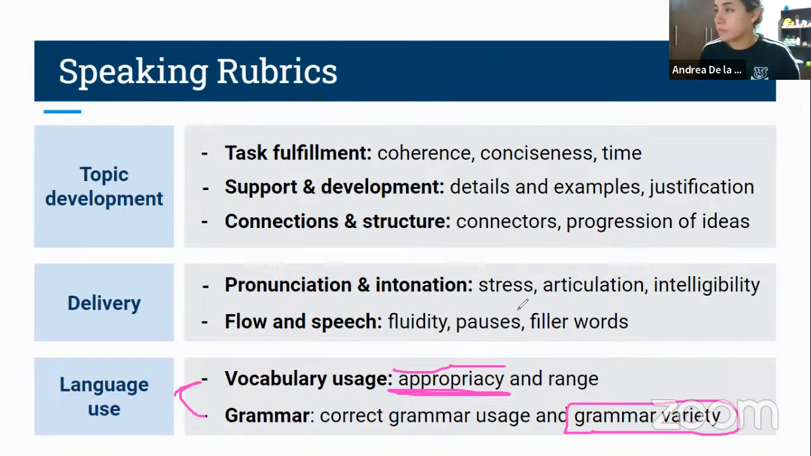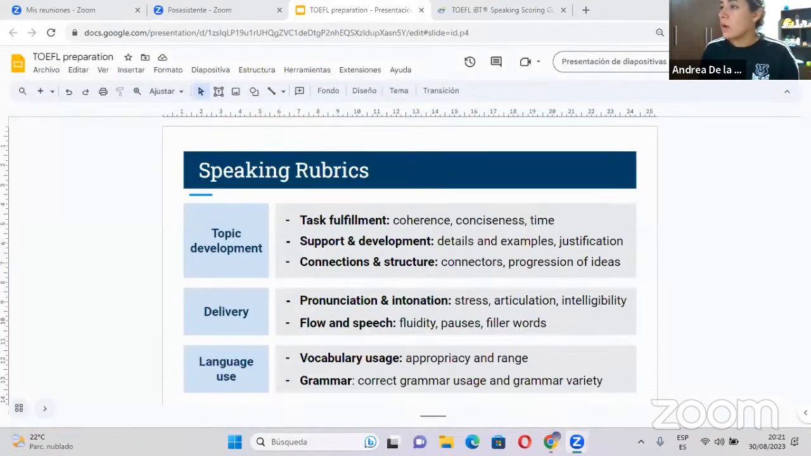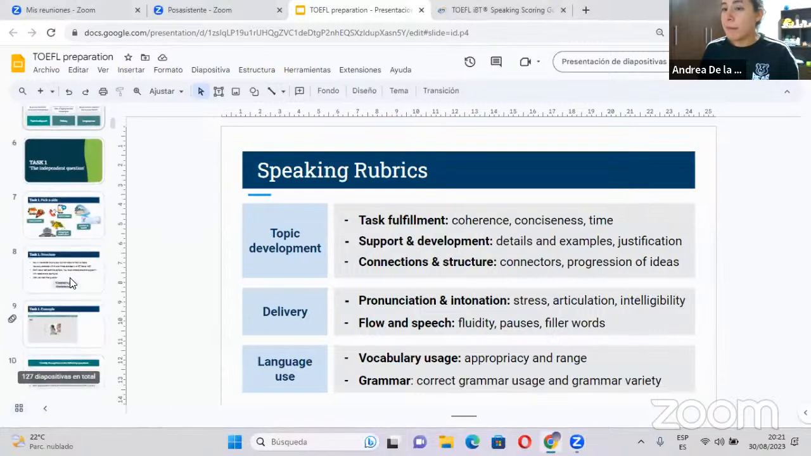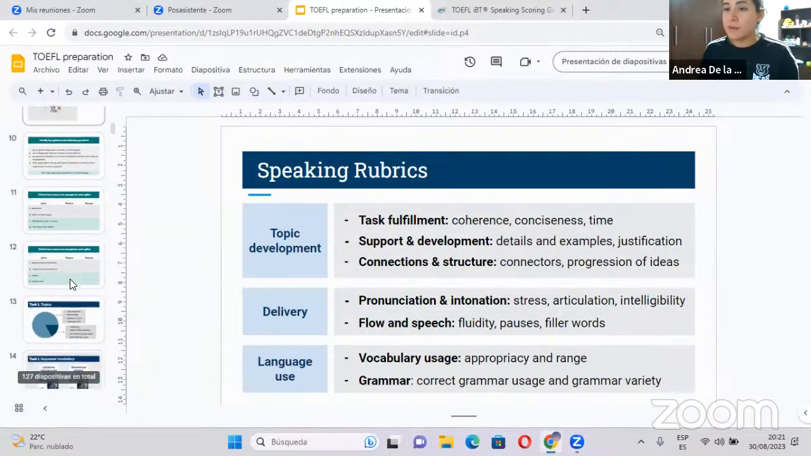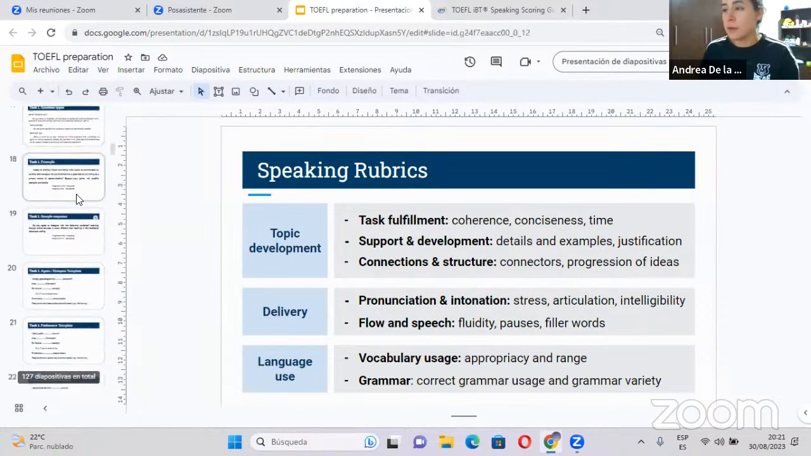No questions? Okay, guys. So let's start practicing, shall we? But before we practice, let's listen to 2 sample responses and then we start practicing. Okay, guys, I just want you to hear these 2 sample responses.